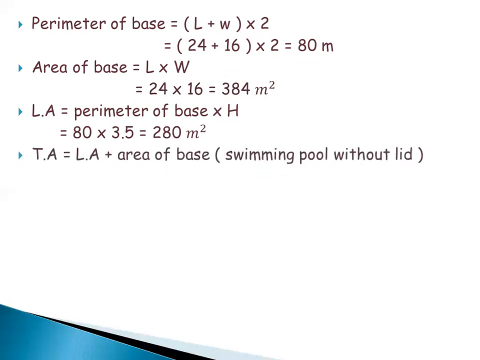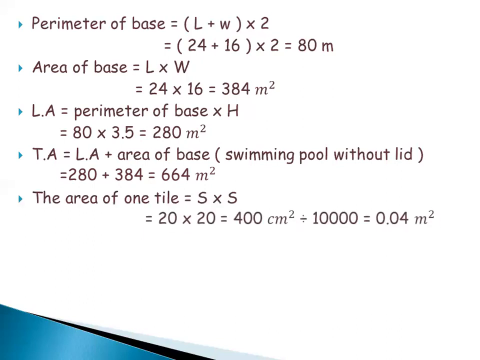Total area equals lateral area plus area of one base. Swimming pool, girls, is without a lid. The truck also is without a lid. So I have two shapes without a lid here: swimming pool and truck. So the total area equals 280 plus 384 equals 664 meters square. The area of one tile equals side times side, because the tile is in the shape of a square, equals 20 times 20 equals 400 centimeters square.